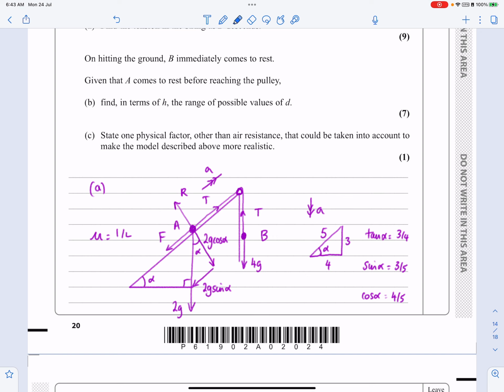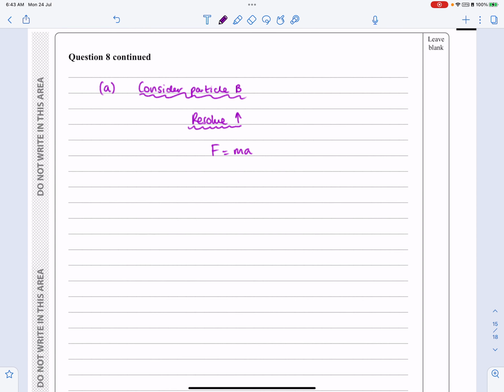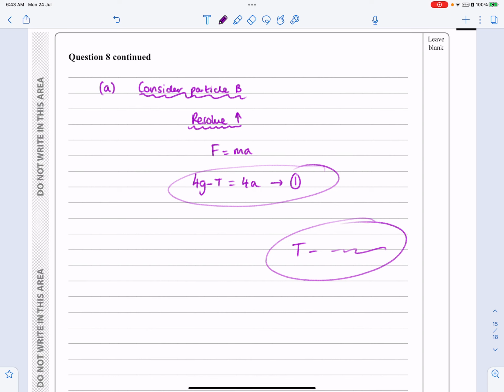We know that it's accelerating downwards, which means that this force must be bigger than this force. So when I do F equals ma, I'm going to get 4g minus T equals 4a. Not a surprise to me at all. Shouldn't be a surprise to you. The other equation of motion I'm going to get later on is going to be T minus something. And when I get that one, then this one and this one will be solved simultaneously by adding the equations. I know all of that before I even get started. You should as well, if you're a really strong candidate here.